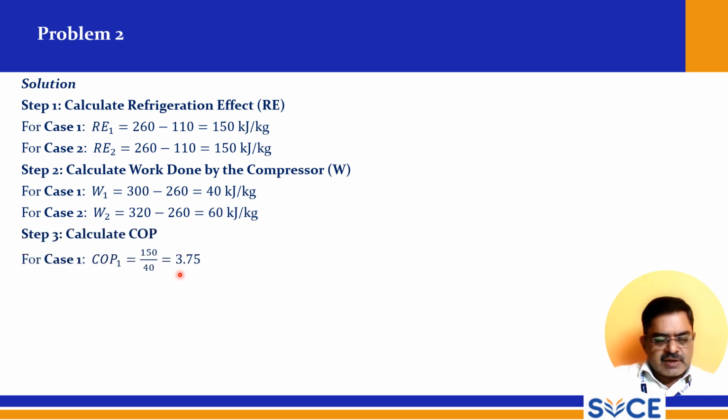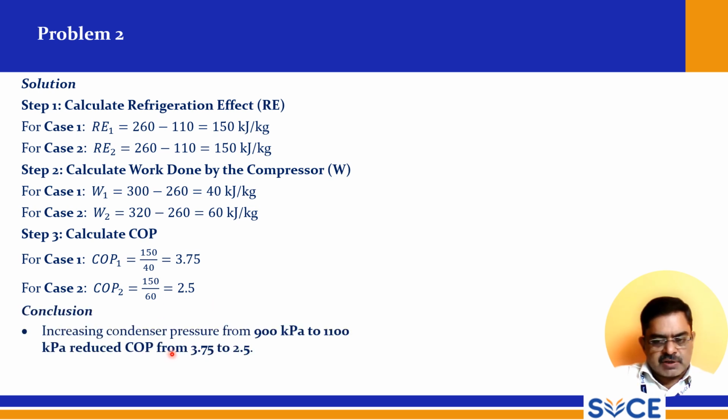So then we can calculate the COP. COP equal to RE by W. So RE1 by W1, 150 by 40, it is equal to 3.75, and for case 2, COP2 equal to 150 by 60, it is equal to 2.5.